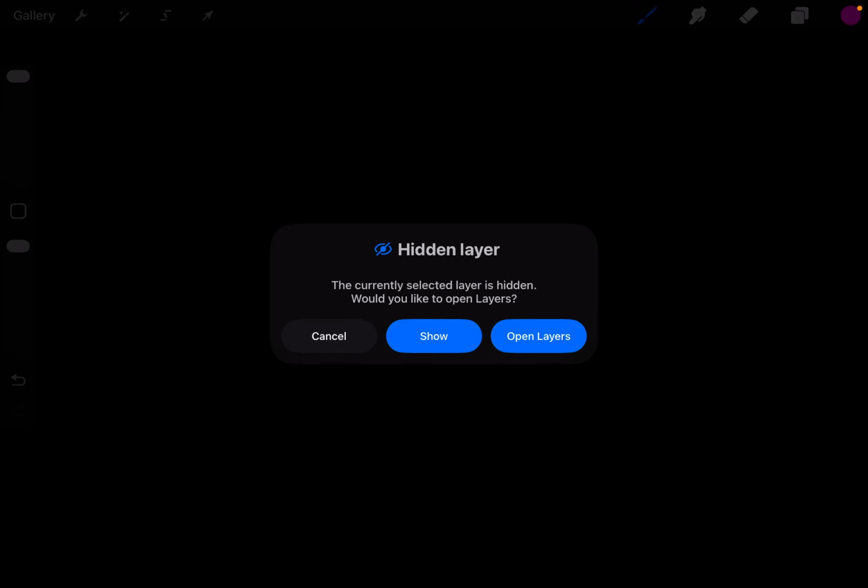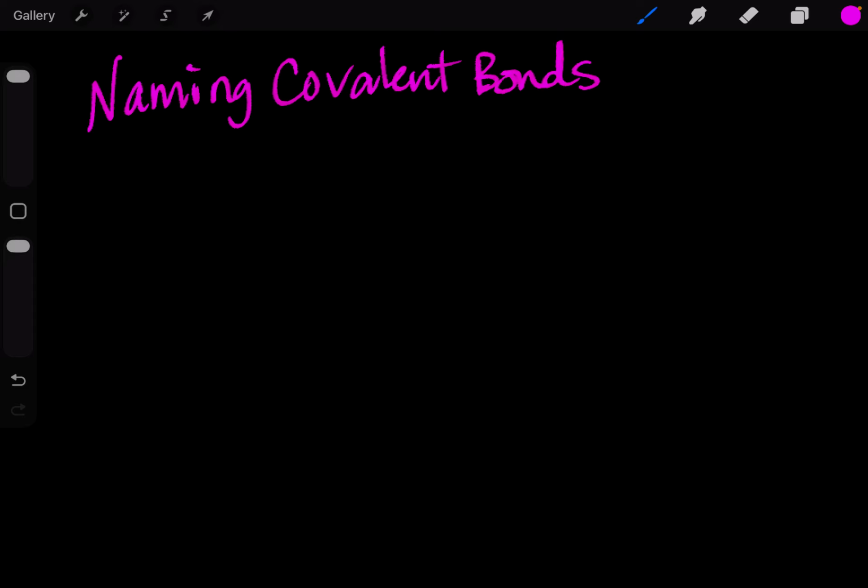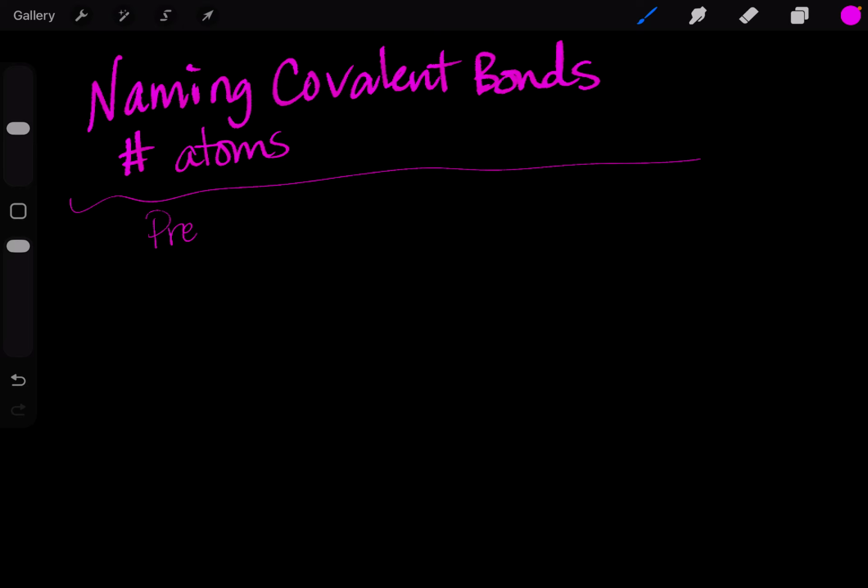Okay, today this is naming covalent bonds. When we name covalent bonds, we are worried about the number of atoms. So we're taking a quick peek at the number of atoms. And so you're going to have a table of prefixes, and your table of prefixes is going to be directly related to the number of atoms.